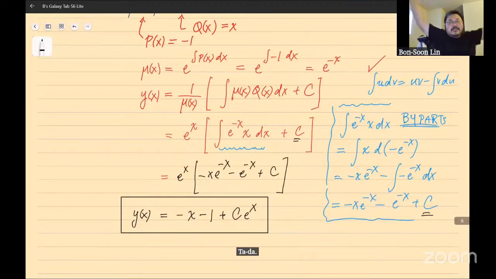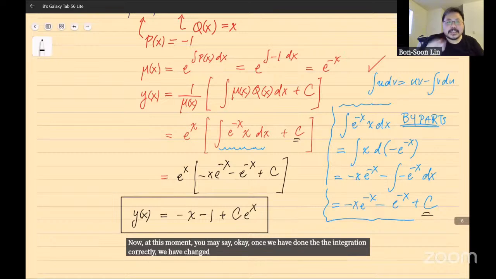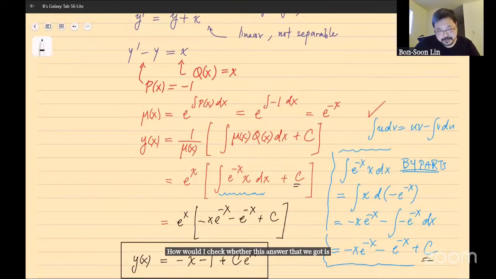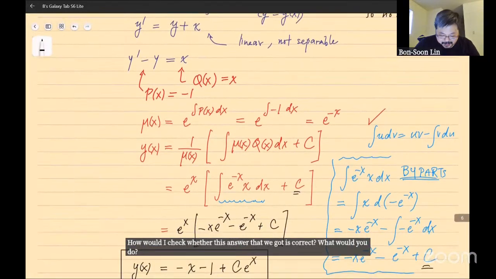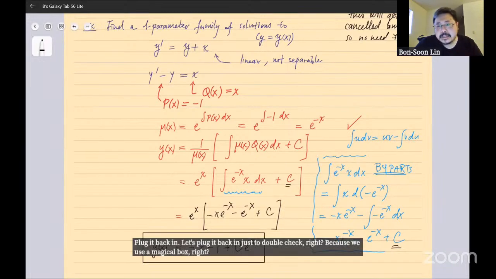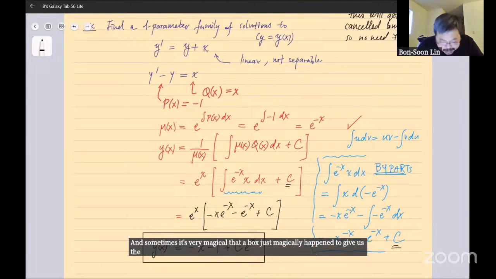Now, at this moment, you may say, okay, once we have done the integration correctly, we have obtained this answer. Is this answer right? How would I check whether this answer that we got is correct? What would you do? Take the derivative. Plug it back in. Let's plug it back in just to double check, right? Because we used a magical box, and sometimes it's very magical that a box just magically happens to give us the answer. So let's plug it back in to see if this truly gives us y prime equals y plus x. So let's check.